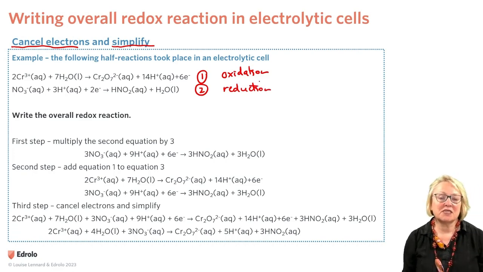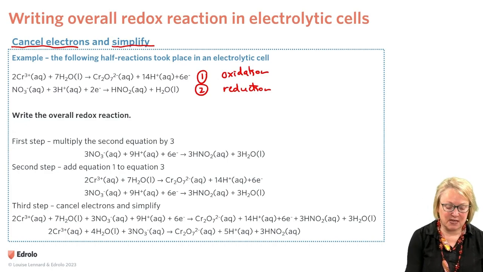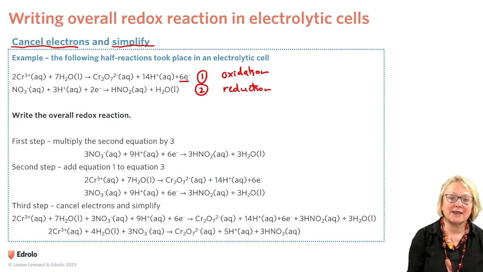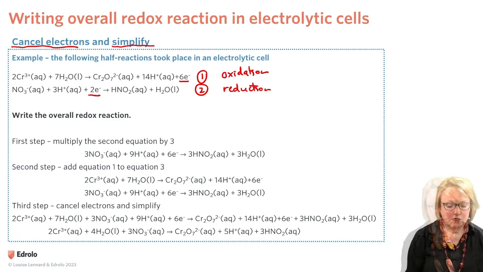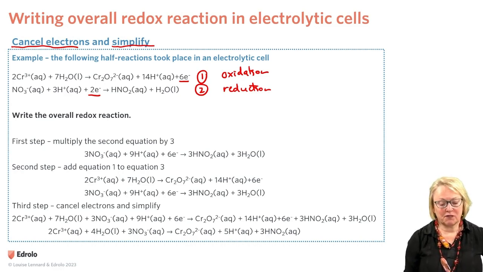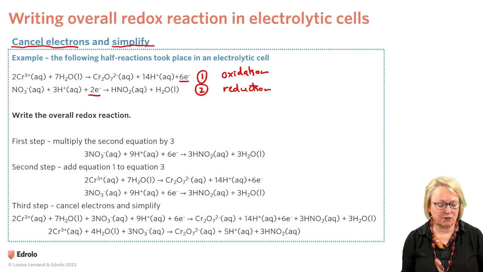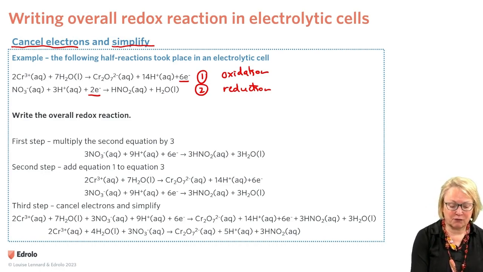We can use oxidation numbers, or in this case, just look at where the electrons are. If the electrons are on the right, it's oxidation. If the electrons are on the left, it's reduction. So at the moment, we can't just add the equations together and cancel the electrons. We want to cancel the electrons, but we've got 6 electrons in the first reaction and only 2 in the second reaction. So the first thing we need to do is multiply reaction 2 by 3.